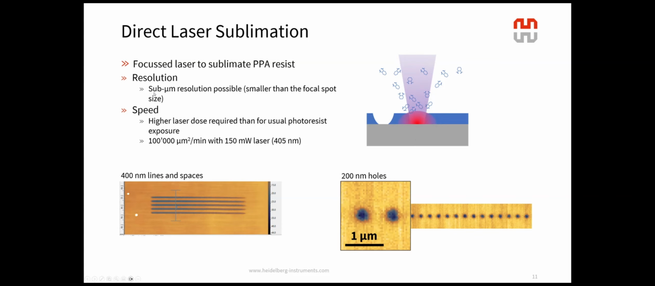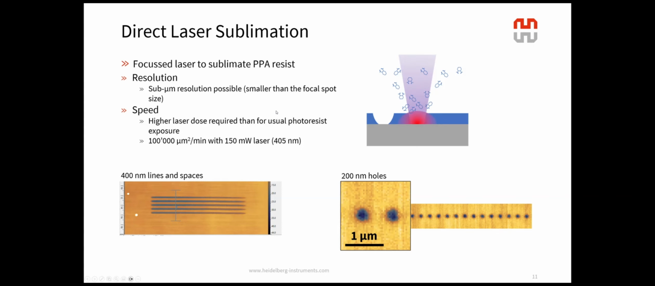So in general, we have a sub-micrometer resolution possible, and we have a higher speed. Usually a higher laser dose is required than for usual photoresist exposure, and we can have a throughput of around 100,000 square micrometers per minute with a 150 milliwatt laser power at 405 nanometers. And 405 nanometers is a typical wavelength of the laser that we use with a NanoFrazor.